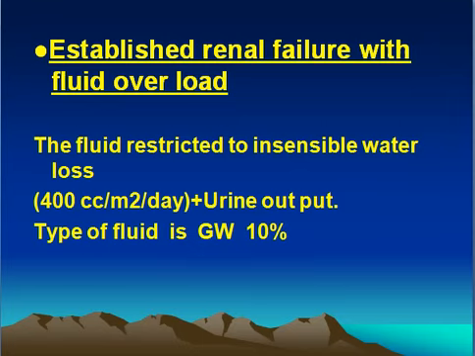The second situation is when the patient has established renal failure with volume overload. In this situation, the fluid is restricted to insensible water loss, 400 ml per meter square per day, plus the urine output. The type of fluid is glucose water 10%.